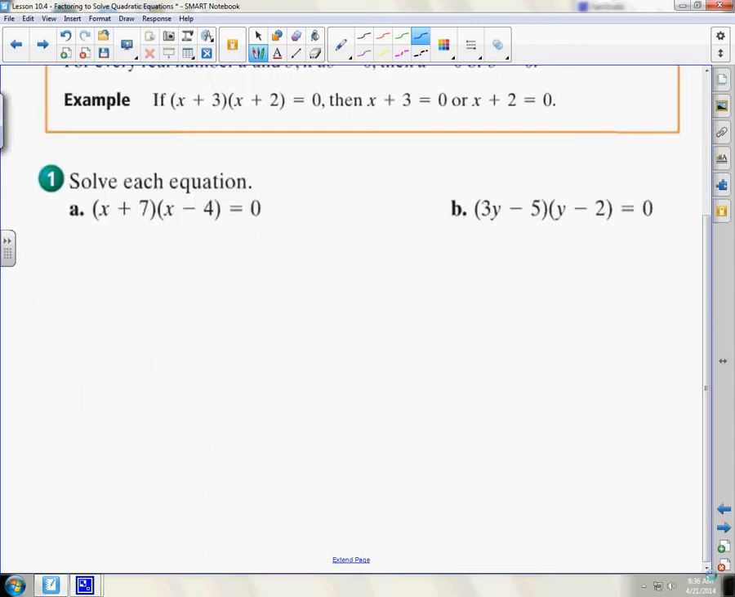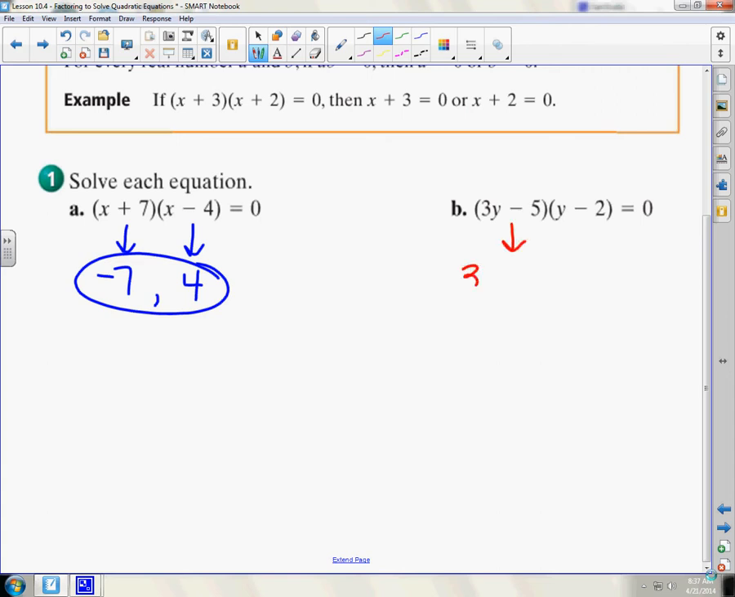Okay, so this first one, if I put in a negative 7 plus 7, that would be 0. And if I put in a 4 minus 4, that would be 0. So my answers are negative 7 and 4. Super easy. Okay, this next one's a little bit trickier.